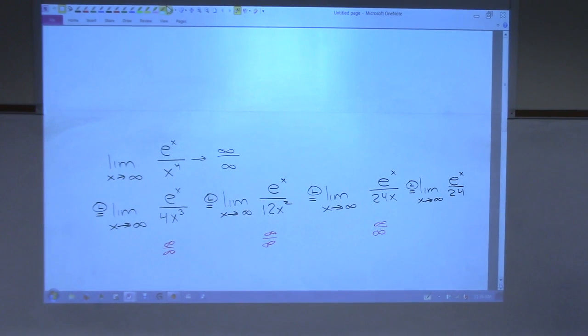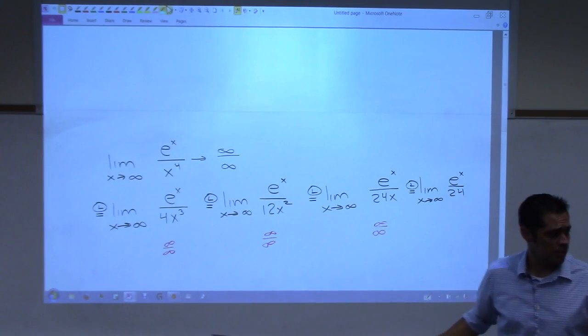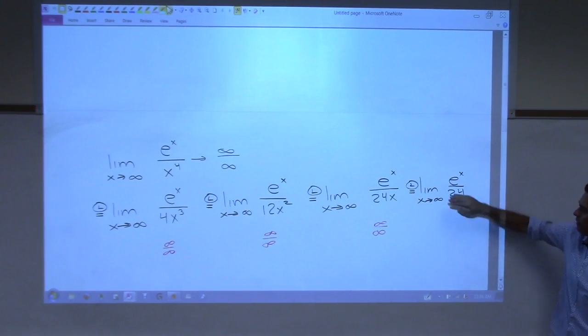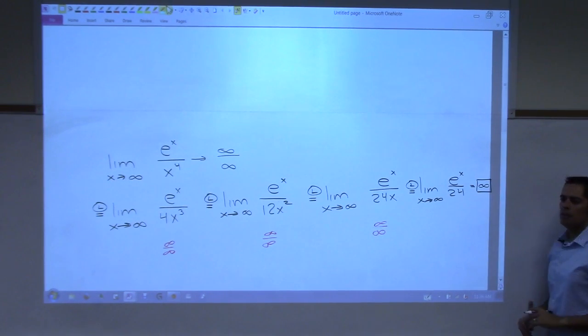You no longer have infinity over infinity. But you have infinity over fixed, right? In other words, forget the 24. It's not moving, right? It's just there. What happens to e to the x as you go to infinity? It becomes infinite, right? Divide that by 24, you still have infinity. This becomes infinite. It goes to infinity. See the difference between those two?